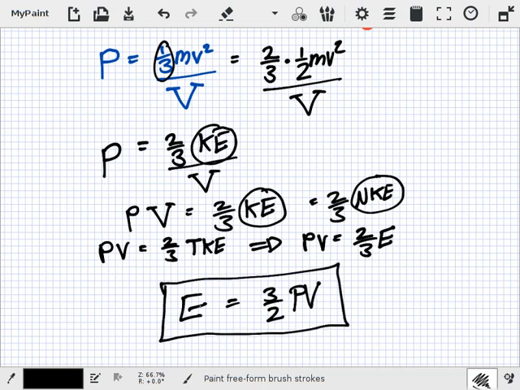This is the energy in the gas, so to speak. It's like how much energy the gas has. By containing the gas into a container of a particular pressure and a particular volume, you've worked out how much energy it has.